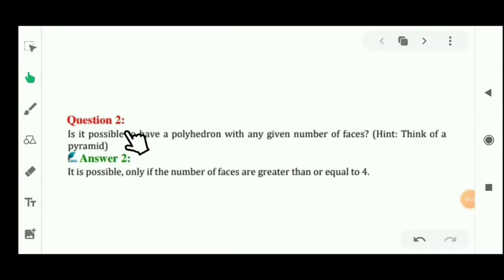Students, let's see the question number 2. Is it possible to have a polyhedron with any given number of faces? Let's see the solution of this question. It is possible only if the number of faces is greater than or equal to 4. The faces should be equal to 4 or greater than 4, then it is possible.